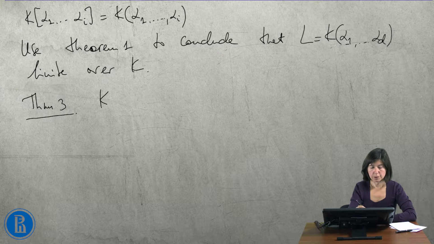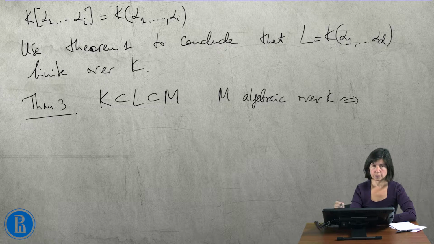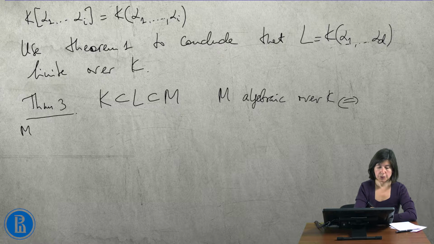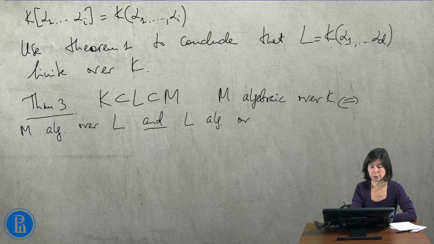Again, let L be an extension of K and M an extension of L. Then M is algebraic over K if and only if M is algebraic over L and L is algebraic over K.